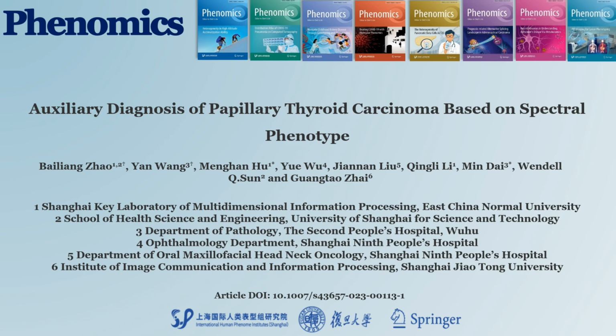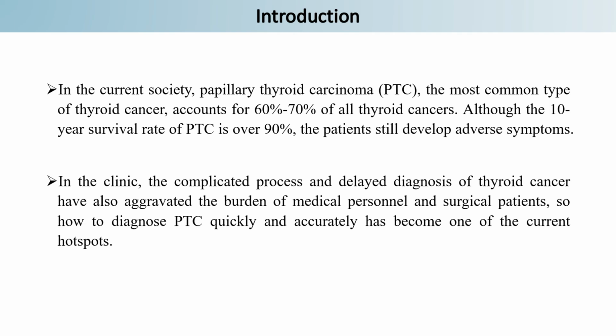Hello everyone, I'm going to introduce a recent work published in the journal Phenotype titled Auxiliary Diagnosis of Papillary Thyroid Carcinoma based on the Spectral Phenotype. In the current society, papillary thyroid carcinoma, as the most common type of thyroid cancer, accounts for 60 to 70% of all thyroid cancers. Although the 10-year survival rate of PTC is over 90%, the patients still develop adverse symptoms.